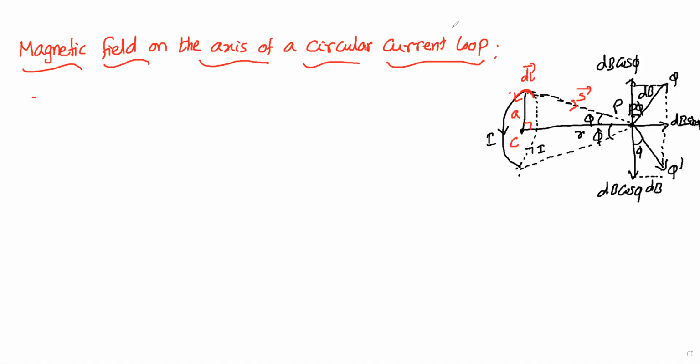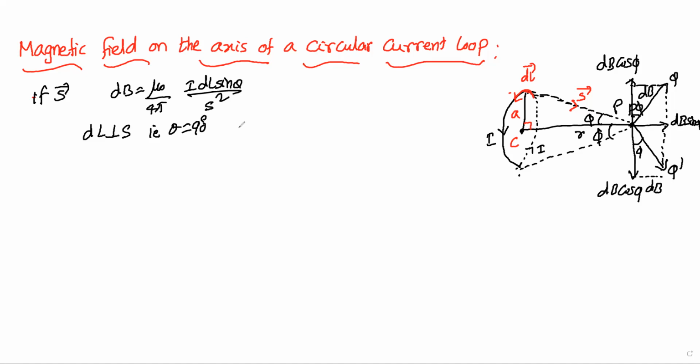If s bar is the position vector of point P, as you can see in the picture, relative to the element dl, then from Biot-Savart's law, the field at point P due to the current element, dB, is equal to mu naught by 4 pi I dl sin theta by s square. Since dl is perpendicular to s, theta is equal to 90 degrees. Therefore, dB is equal to mu naught by 4 pi I dl by s square.